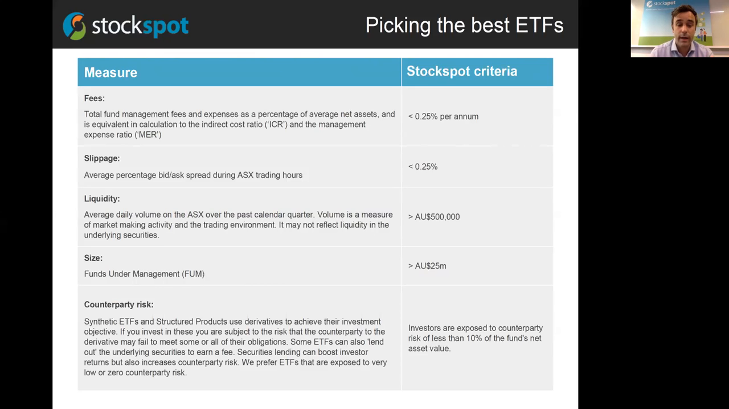The final factor to pay attention to, and this one isn't as relevant in Australia because the ASX is fantastic at making ETFs be quite transparent about this, but it's counterparty risk. Now, this is about whether an ETF actually owns what it says on the label, or whether it has a financial contract with a bank to give exposure to what it says on the label. So when we invest in, for instance, the Australian Shares ETF, that ETF owns all of the underlying shares. So it's backed by those shares.